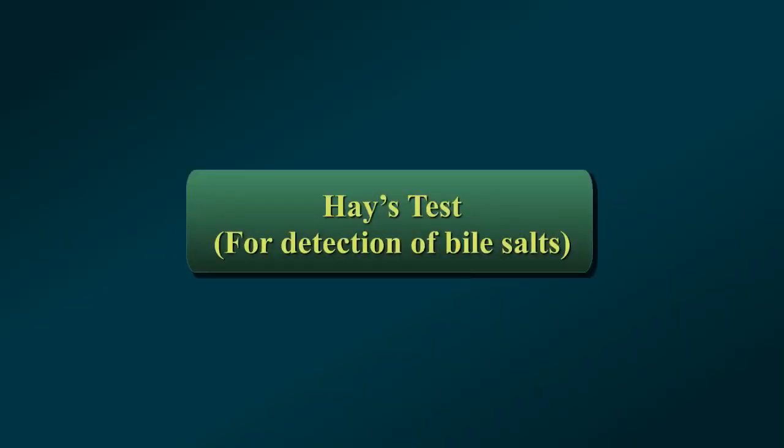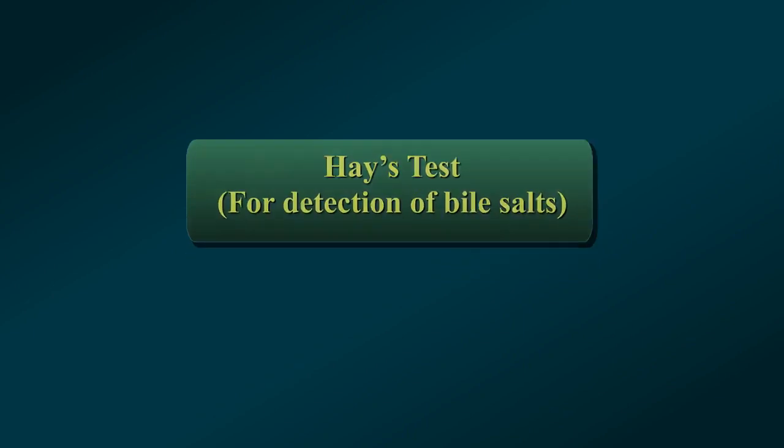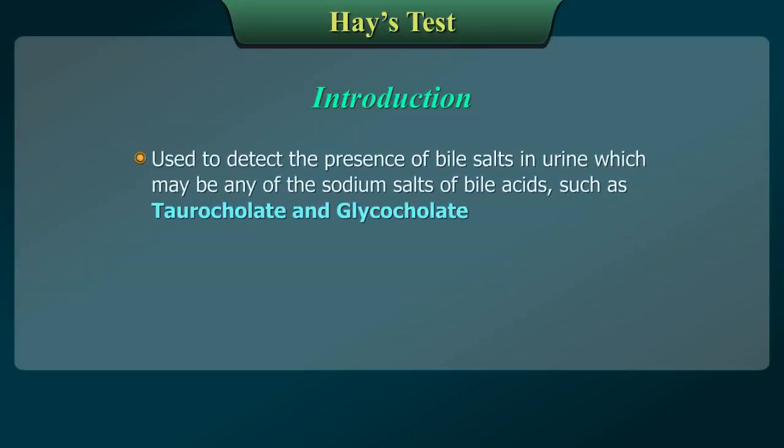Hayes test for detection of bile salts. Hayes test is used to detect the presence of bile salts in urine, which may be any of the sodium salts of the bile acids such as taurocholate and glycocholate.